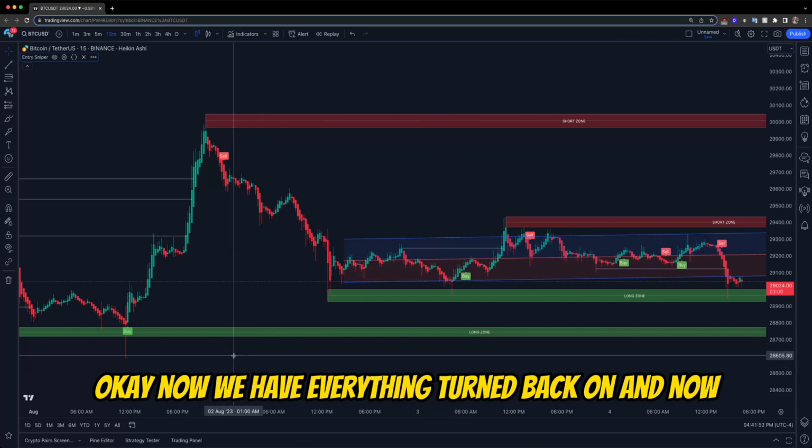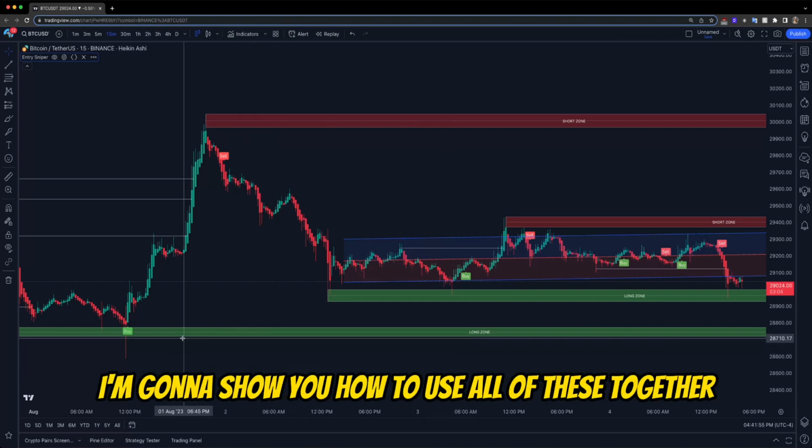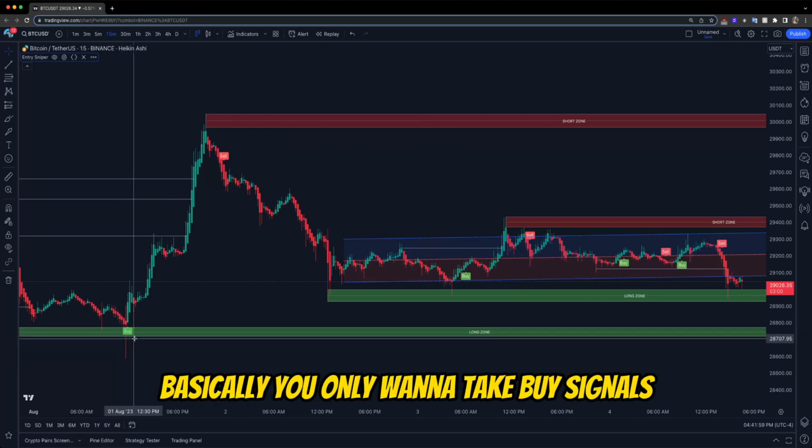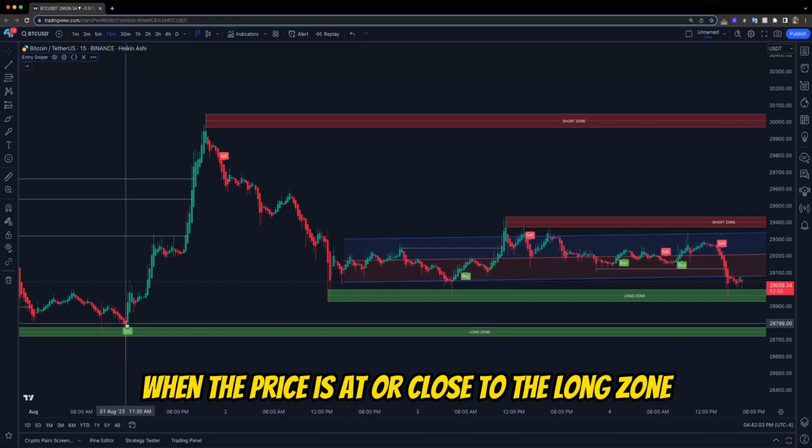Okay, now we have everything turned back on. And now I'm going to show you how to use all of these together. Basically, you only want to take buy signals when the price is at or close to the long zone.